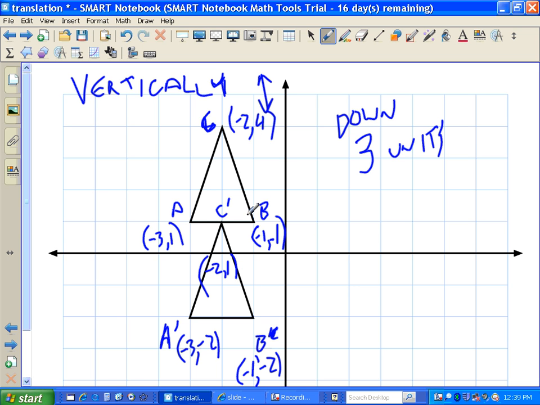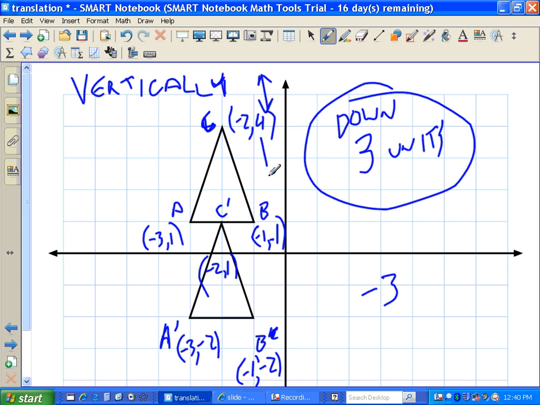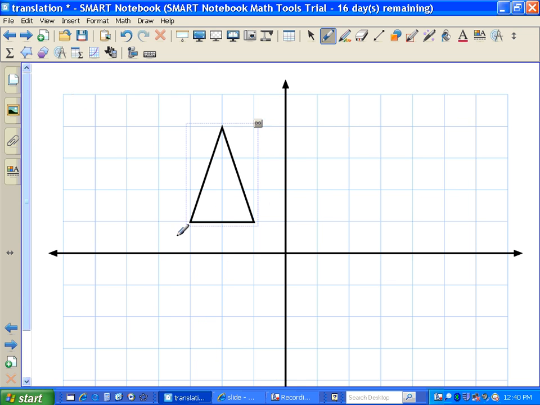Again, the pattern is that my x stayed the same and the y dropped by 3. In all of these coordinates, we subtracted 3 from the y coordinate. All right, let's go for the big money this time. Let's try to do a horizontal and vertical translation.